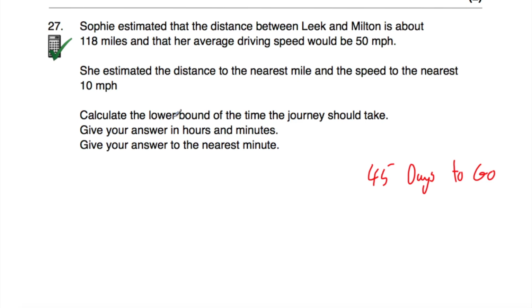Now we've been asked to find the lower bound for the time the journey should take. So in other words, the lower bound for the time taken means it's going to be the quickest time, because it's going to be the shortest amount of time taken. So what we want to do is use the highest speed and the lowest distance, and then when we work out time, that'll help us find the quickest time. Then just make sure that you give your answer in hours and minutes to the nearest minute. Okay, so have a go at that question.